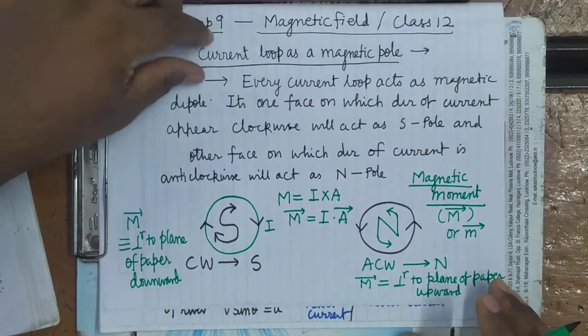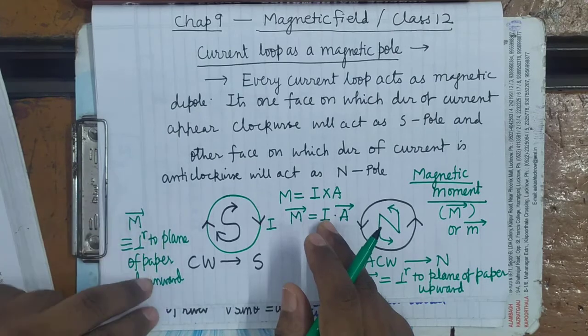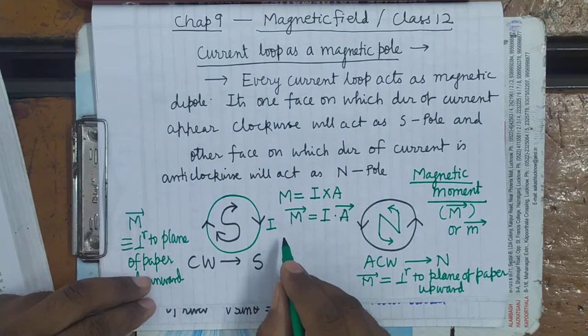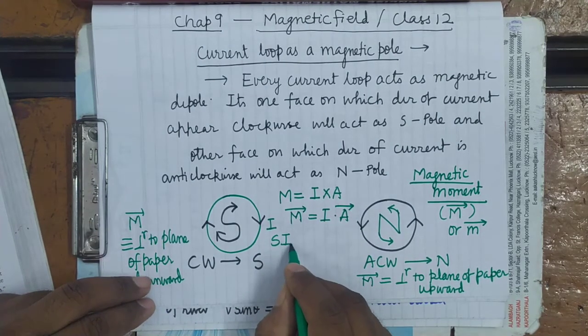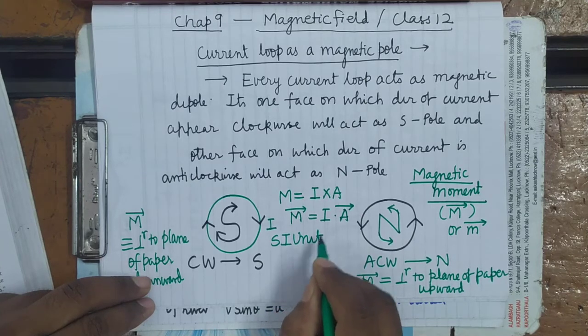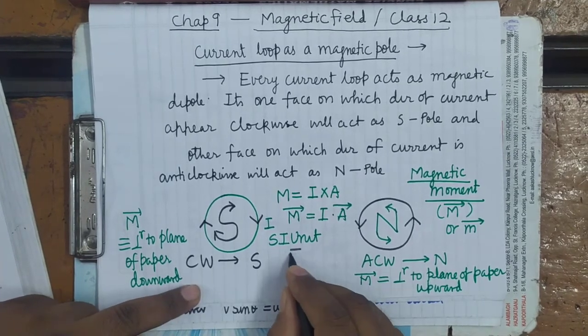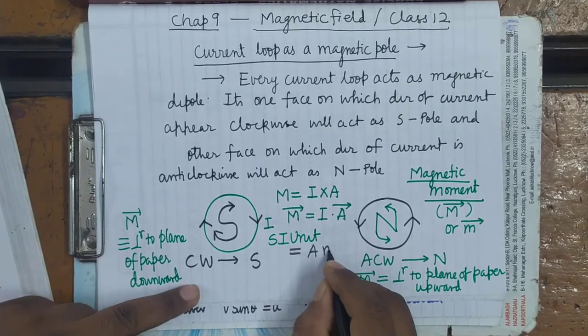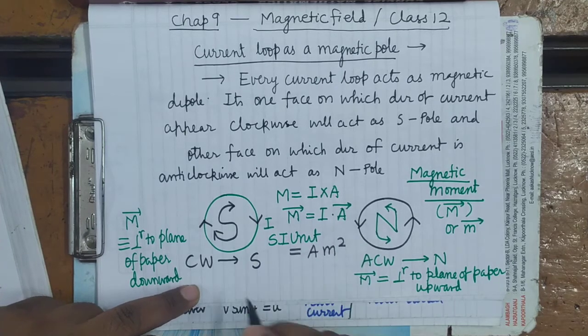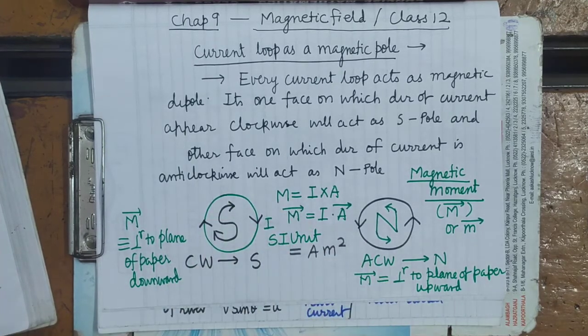Now what is the SI unit of magnetic moment? It is very simple. The unit of current is ampere and the unit of area is meter square. So the SI unit is ampere meter square.